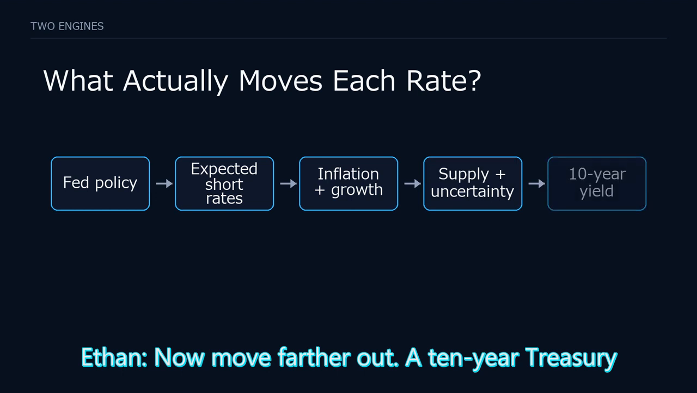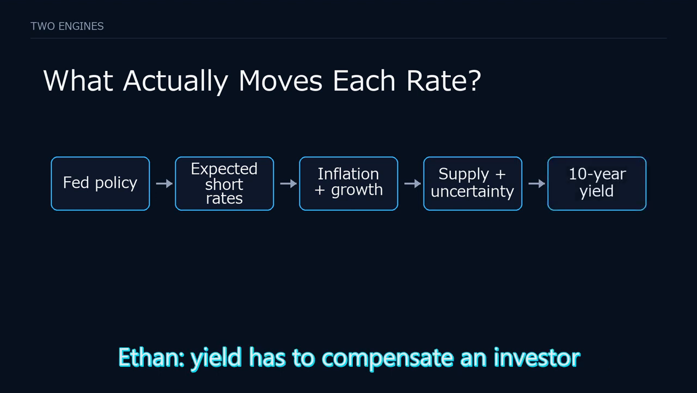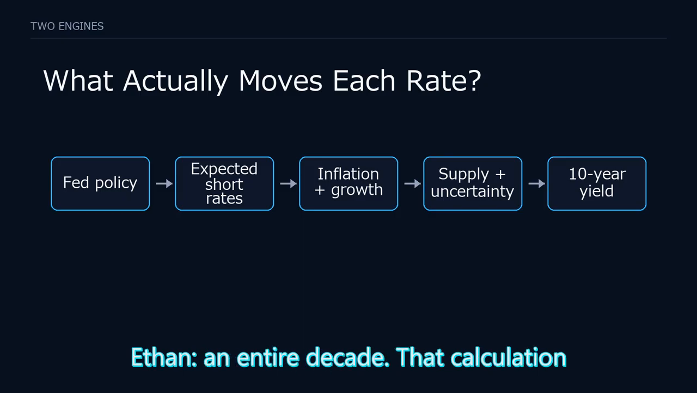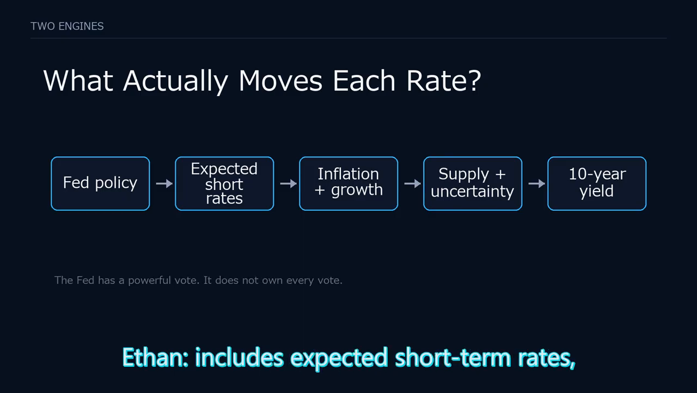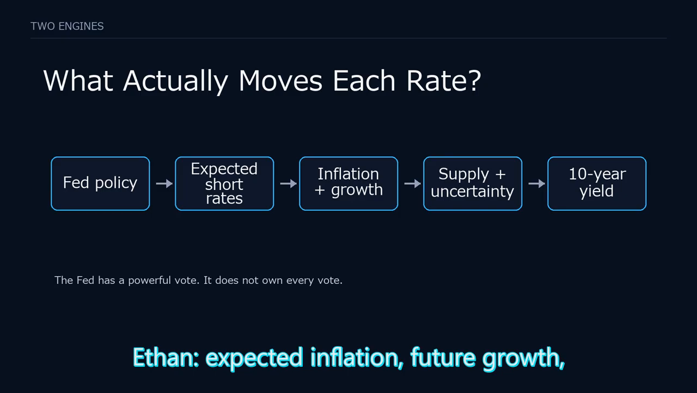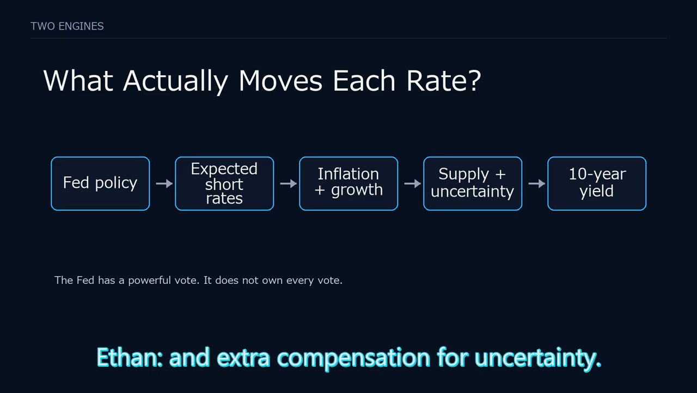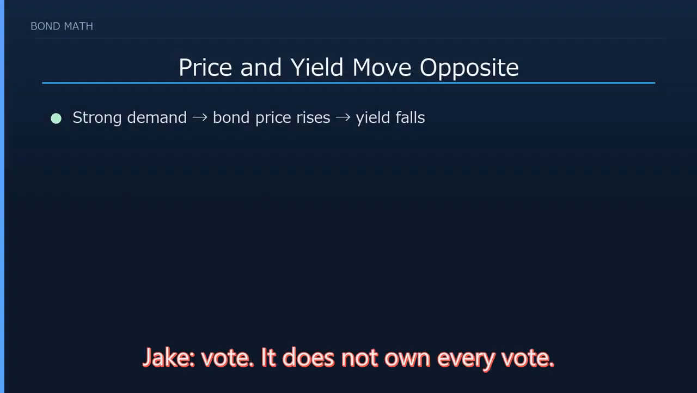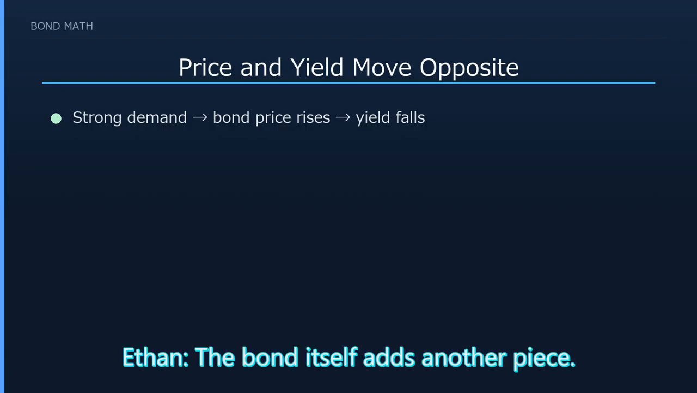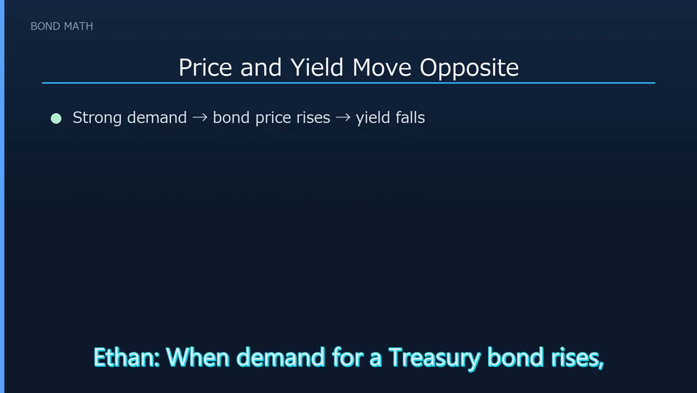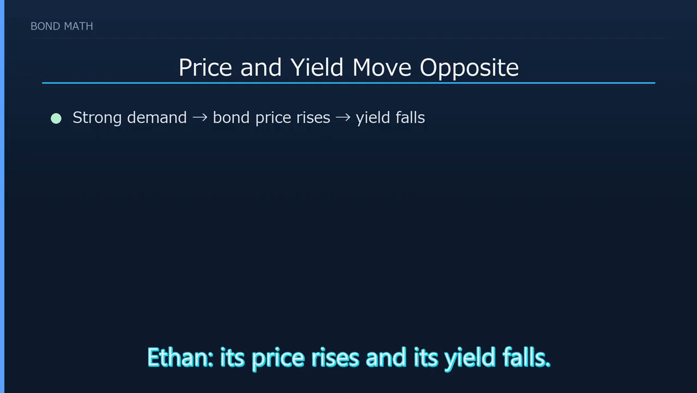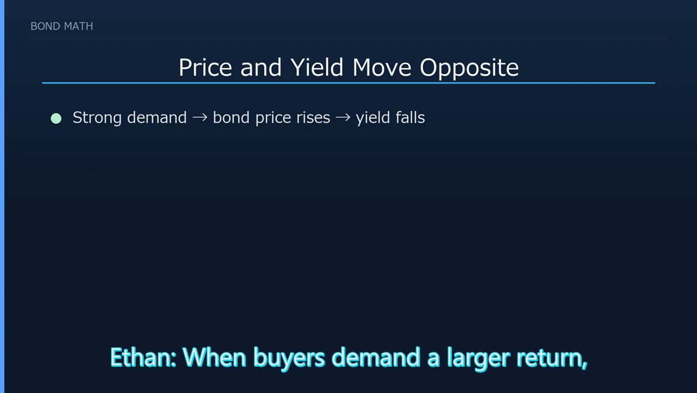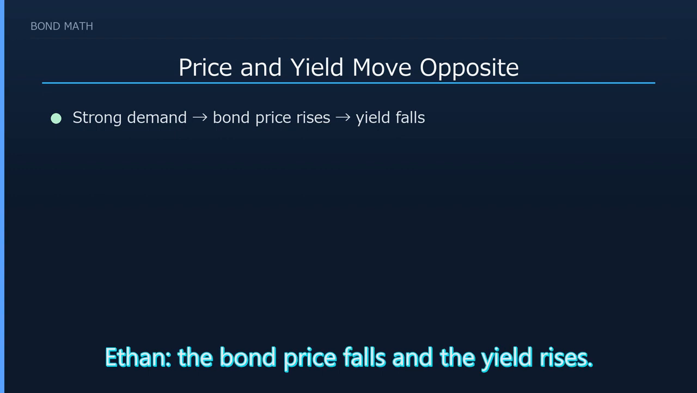Now move farther out. A 10-year Treasury yield has to compensate an investor for holding government debt across an entire decade. That calculation includes expected short-term rates, expected inflation, future growth, and extra compensation for uncertainty. In other words, the Fed has a powerful vote. It does not own every vote. The bond itself adds another piece. When demand for a Treasury bond rises, its price rises and its yield falls. When buyers demand a larger return, the bond price falls and the yield rises.